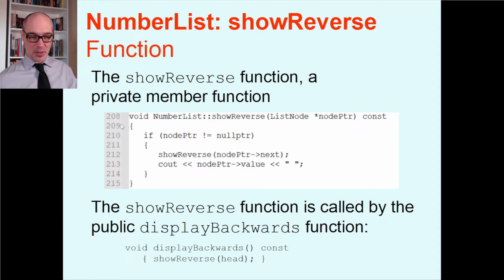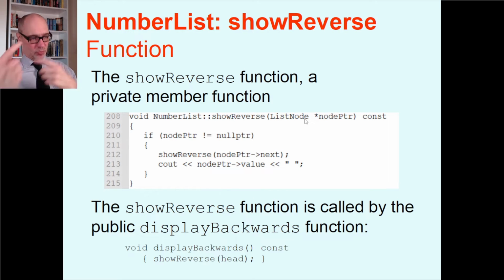Now, once again, this has to be private because it is referencing list node pointers, and those were defined in the private part of the class. Again, the application programmer cannot have access to that. So once again, we need a public function that the application programmer is going to use to trigger this process. You're going to see this display backwards function that's public, if you look at the code in the book. It takes no parameters, and very similar to the last one, it just triggers the beginning of the recursion by calling show reverse here with the head pointer.